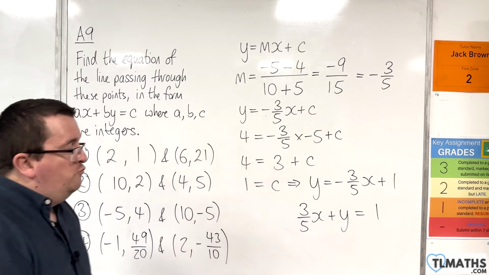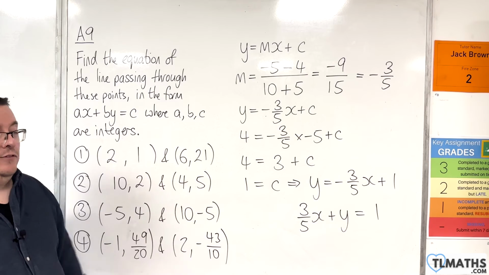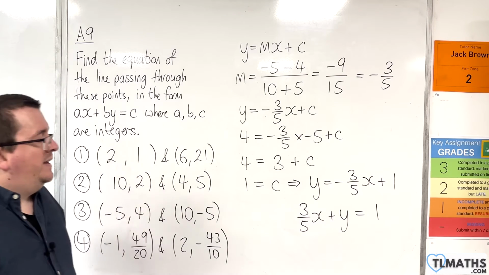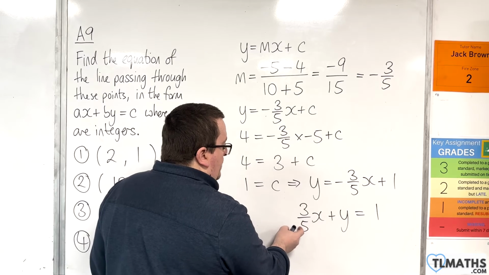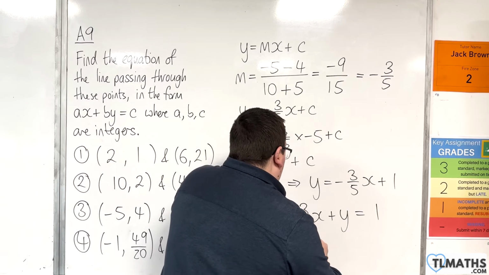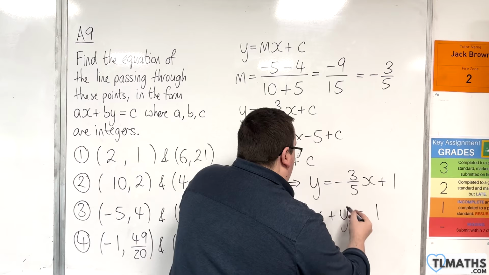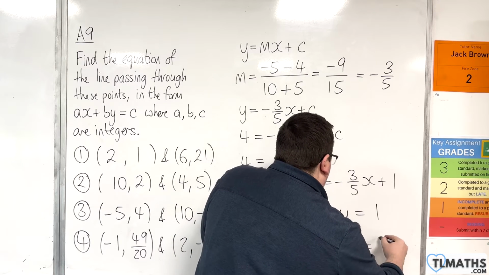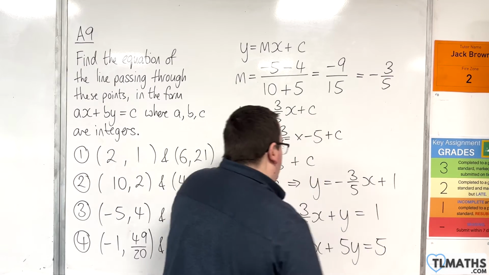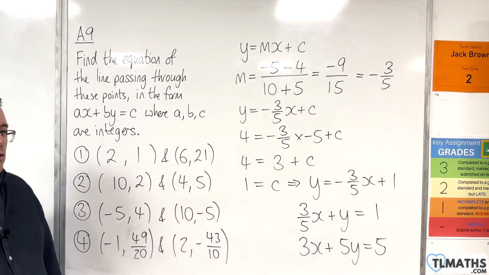But that's still not right because 3/5 isn't an integer. So to get rid of the fraction, multiply through by the denominator. Multiply through by 5. We're going to get 3x, then 5 lots of y, and then 5 lots of 1. And there's my equation.